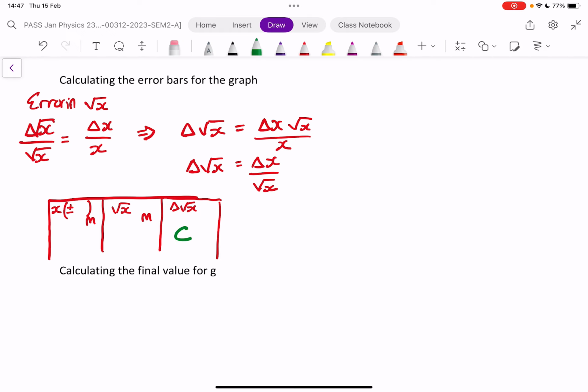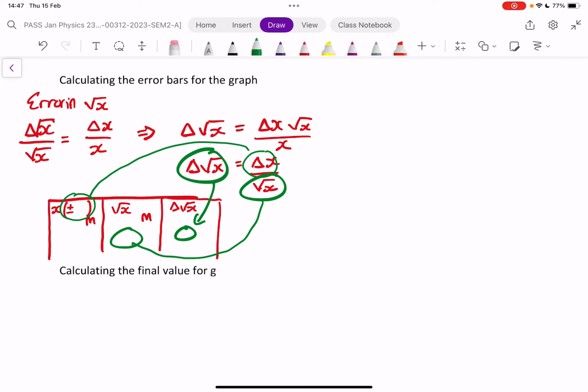So where this number comes from, which is this, is the uncertainty in x. That's this value here, divided by the root of x, which is this value here. So you can calculate what the uncertainty in x is, but you're going to need to do that for each row in your table. So you've got 6 rows, you're going to need to do that calculation 6 times. That gets you all of your uncertainties in x.